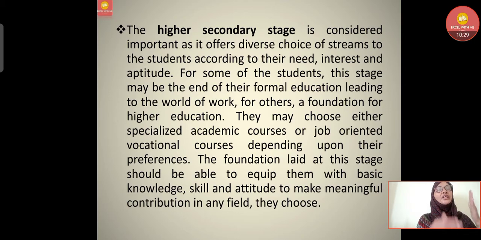So according to the levels and conditions of the students, the thing should be there. The foundation laid at this stage should be able to equip them with basic knowledge, skill and attitude to make meaningful contribution in any field they choose. Obviously, till 12th class, the foundation should be such that they are equipped with the basic knowledge, skills and attitudes required to survive in life.